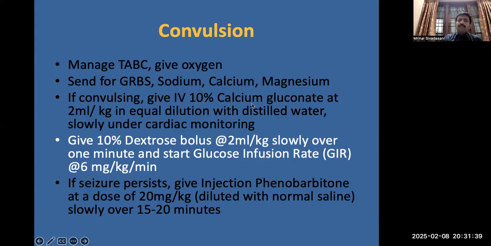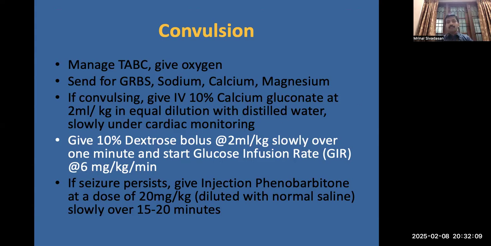And then you give 10% calcium gluconate, after taking samples of calcium, 2 ml per kilo in equal dilution with distilled water, slowly and under cardiac monitoring. Now, calcium gluconate is a serious business. If you give it wrongly, fast, like a bolus, then the baby may have asystole. So it should be given very slowly, and it should be diluted with sterile water. That is the correct way, not the distilled water.